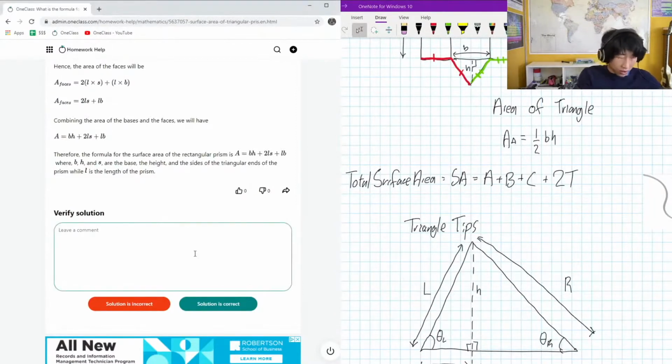Okay, so let's mark this as good. The above solution is good.